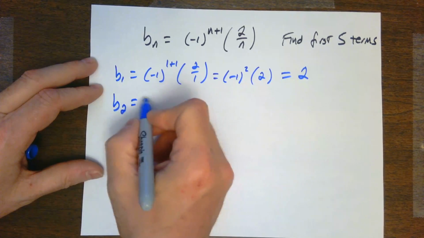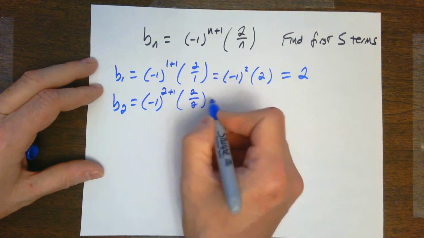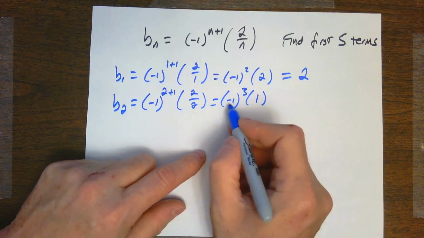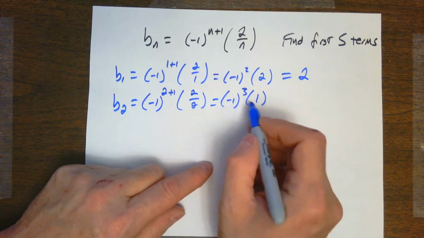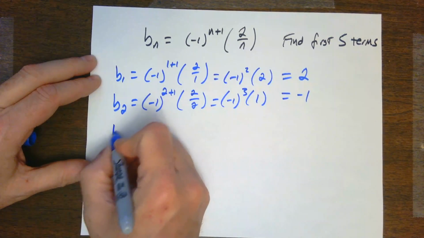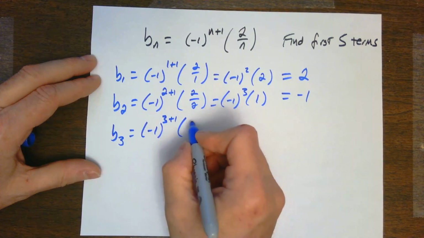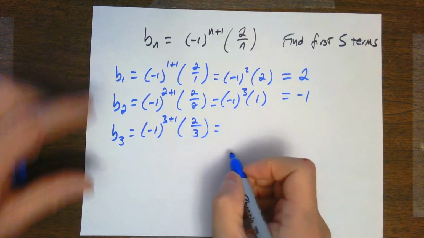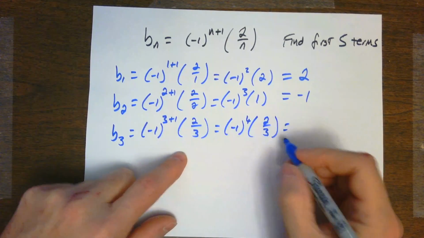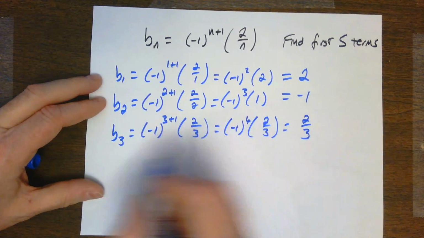b sub 2, my second term, is -1 to the 2 plus 1 times 2 over 2. -1 to the third power times 2 over 2 is 1. -1 times -1 times -1 is -1, times 1 is -1. My second term is -1. My third term, b sub 3, is -1 to the 3 plus 1 times 2 over 3. I'm going to get -1 to the fourth power times 2/3. -1 times -1 times -1 times -1 is +1 times 2/3 is 2/3.